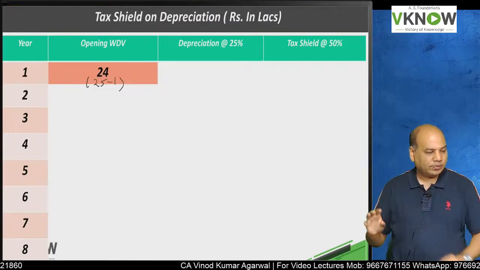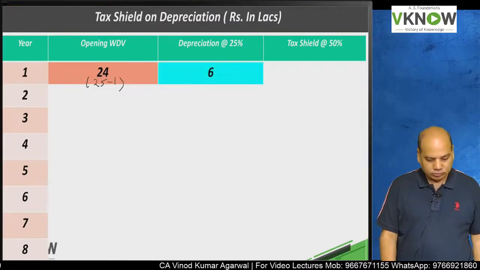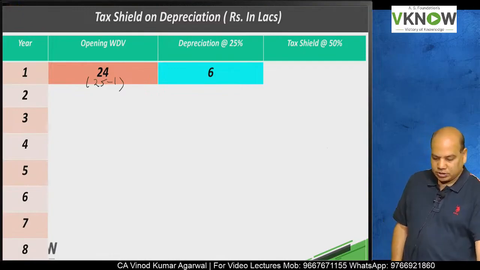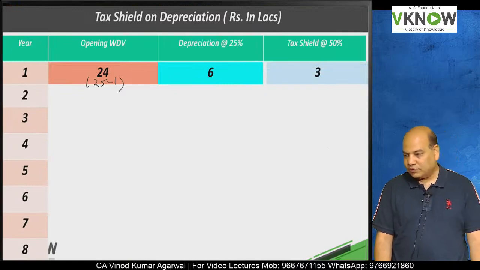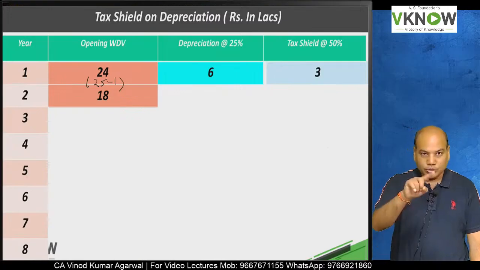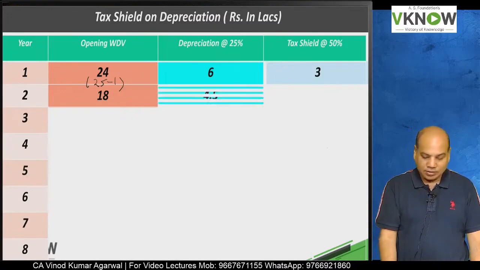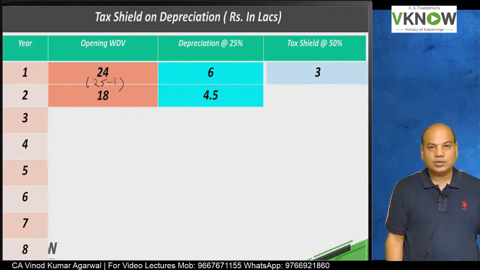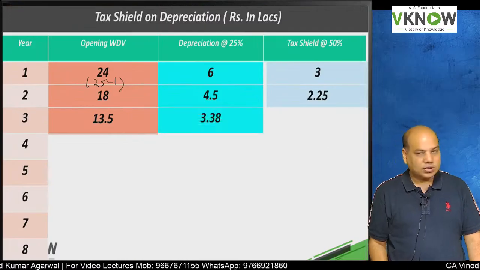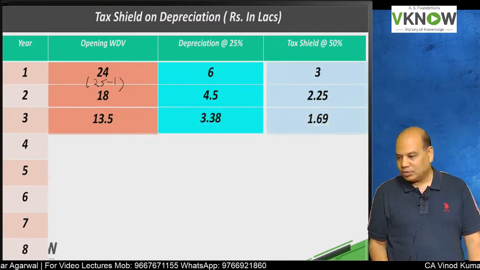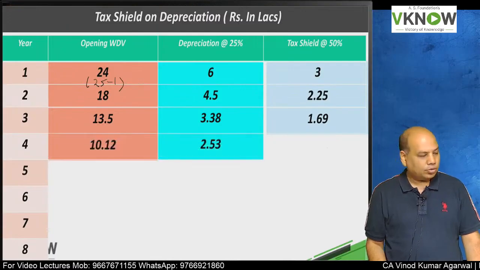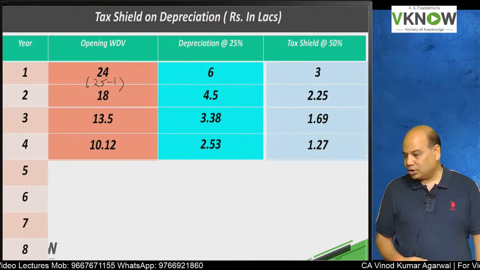Same note you will copy. Depreciation, write down 6. Tax shield, 50% of this number, 3. Now you can complete yourself. 24 minus 6, 18 into 25%, 4.5 into 50%, 2.25. Just little fast now. 13.5, 3.38, 1.69, 10.12, 2.53, 1.27.